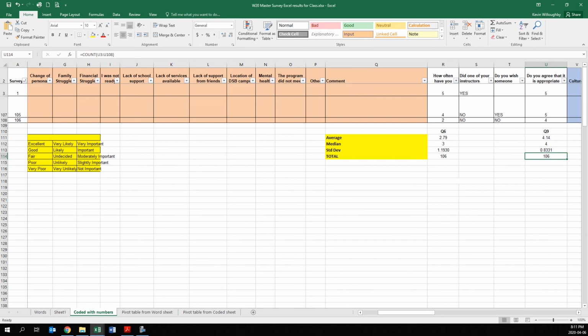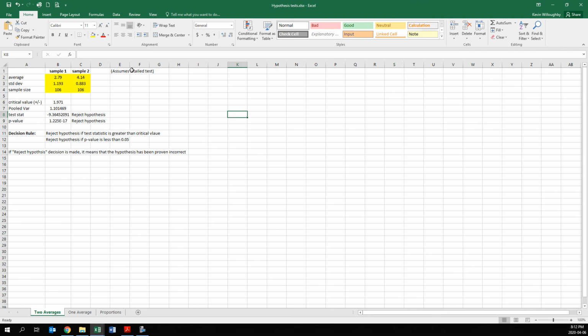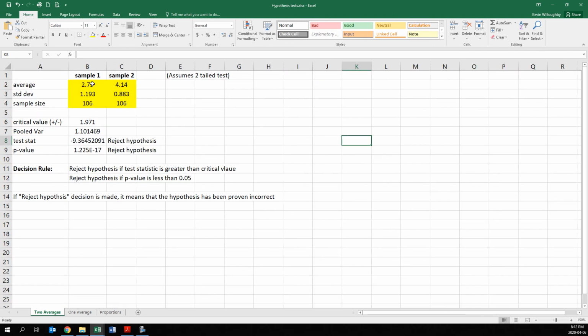So this is a test that we haven't done in statistics in the BA DM 111 course, but it's a nice little test. Once again, if you copy the key data from the questions into the yellow cells here, we have the sample average 2.79, standard deviation 1.193, 106 sample size, and the same thing for sample 2. And it does not matter which one you have as sample 1 or sample 2, but just be consistent in listing out the key values from there. The critical value is something that's going to be automatically calculated for you based on input values in the yellow cells, as well as other things we need.